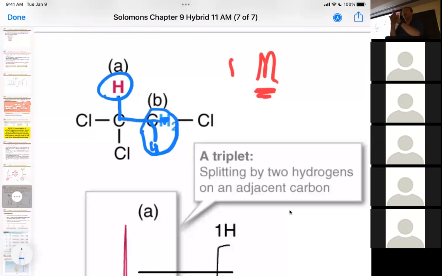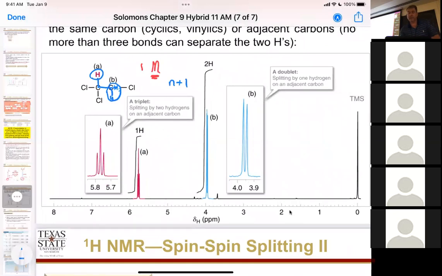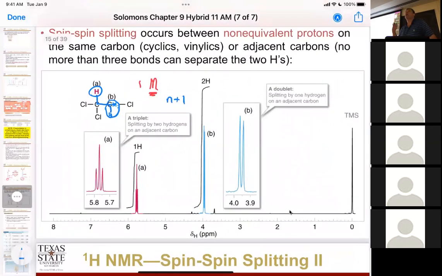You get 1 peak for the equivalent hydrogens on its carbon, and then it's split by however many hydrogens are nearby. We call it the N+1 rule. N is the number of hydrogens within 3 bonds. It can be 2, like in an alkene. There can be just 2 bonds away, like the end of an alkene, and those will split each other.